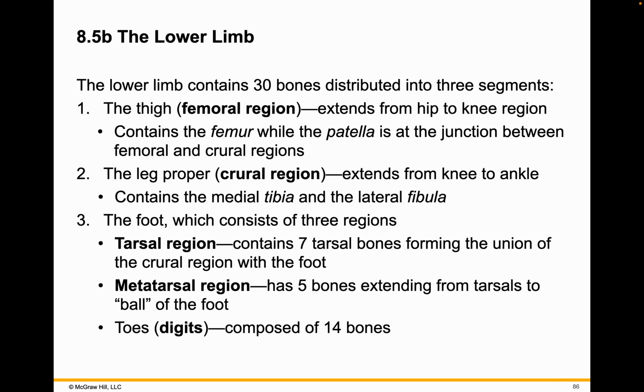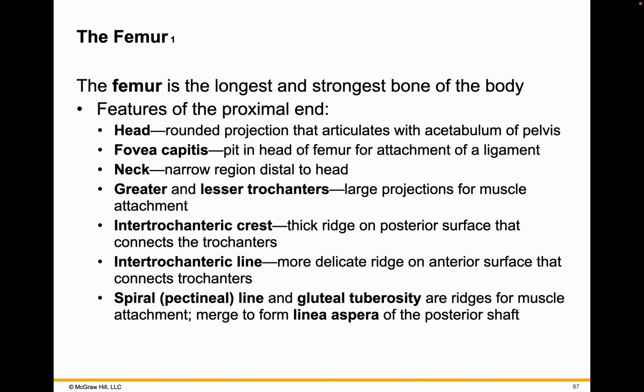In the lower limb, we have the thigh, the leg, and the foot. So the femoral region, the crural region, and the foot has three regions: tarsal, metatarsal, and toes. The femur is the longest, strongest bone of the body. It features at the proximal end a head, a fovea capitis, a neck, a greater and lesser trochanter, intertrochanteric crest, intertrochanteric line, and a pectineal line and gluteal tuberosity.